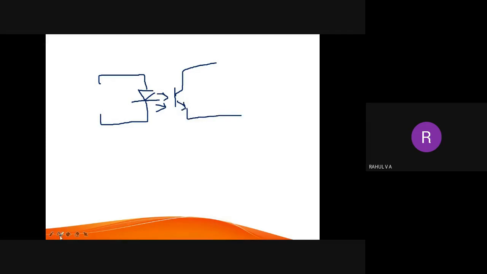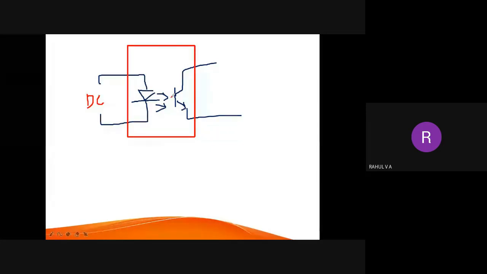So this is a component called an optocoupler. This component is called as optocoupler. So this is a single component. Here I will give some DC current so that the LED will glow. The LED will emit light. And this is a phototransistor. When it emits, light will reach the base. There is no base terminal for that transistor. When light falls on the base region, it will conduct. That is why it is called phototransistor.